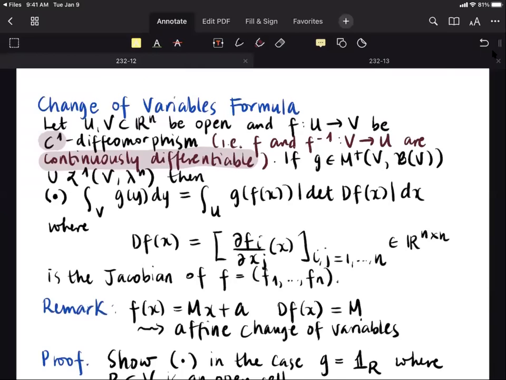So we will use this in the next lecture to derive the classical change of variables formula that we are using in elementary or basic calculus, namely the polar, cylindrical, and spherical coordinates.